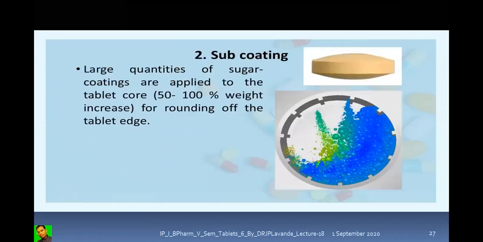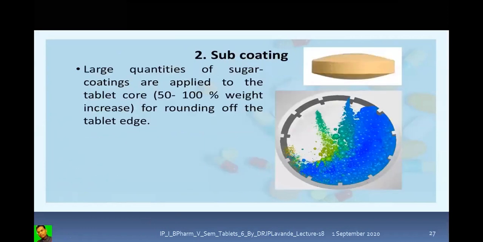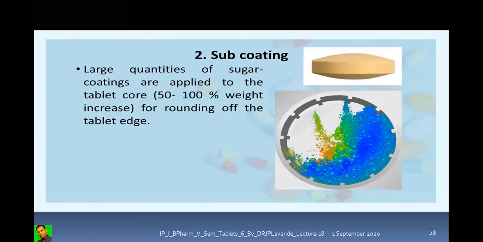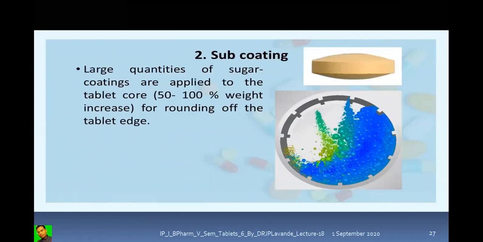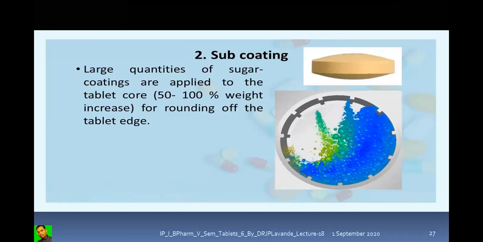The second stage consists of the subcoating. What is this subcoating? You can see the solution that is sprayed onto the bed of the tablets in order to give layering to the tablet, and this is the stage where there is a weight gain. Large quantities of sugar coatings are applied to the tablet core. 50 to 100% weight gain occurs during this stage of subcoating.